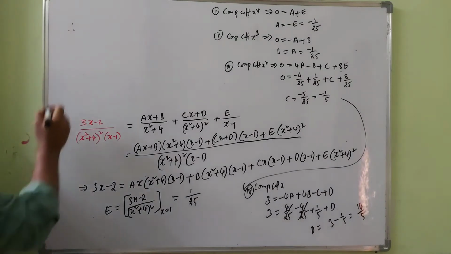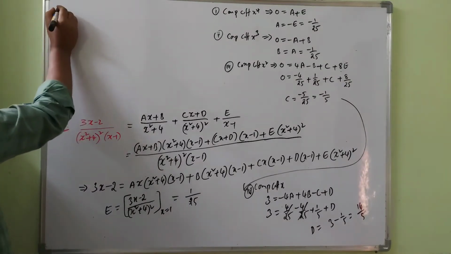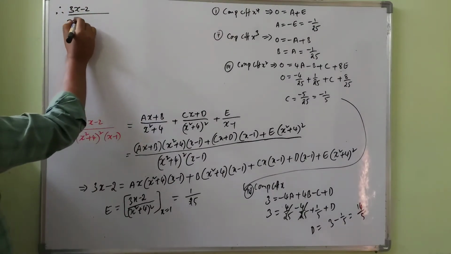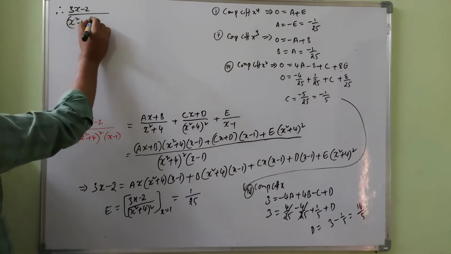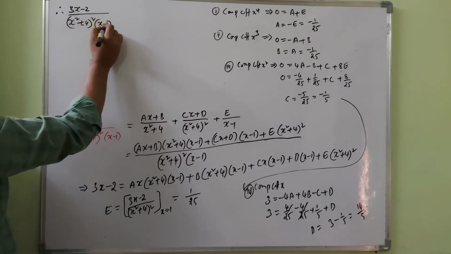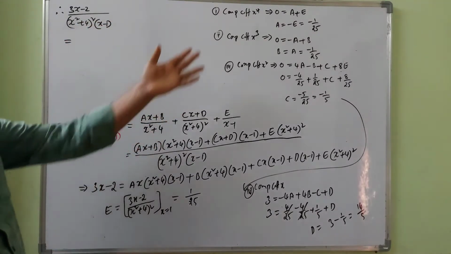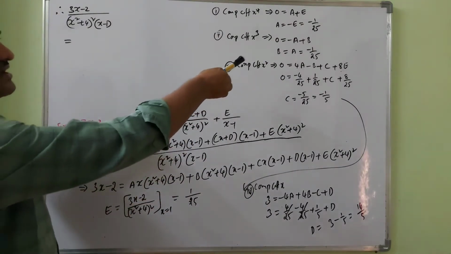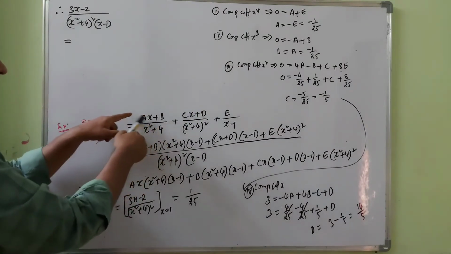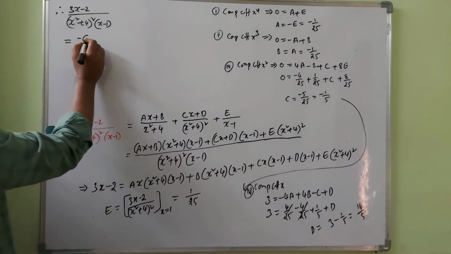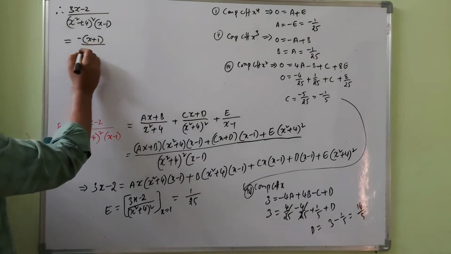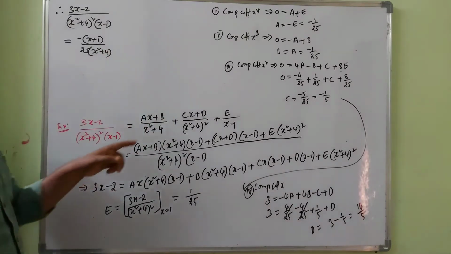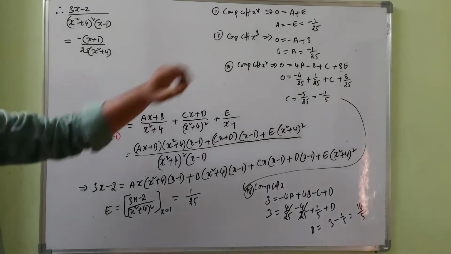Therefore, the partial fractions of 3x minus 2 by x square plus 4 whole square into x minus 1 are, substitute A, B, C values here. A is minus 1 by 25, B is also minus 1 by 25. If you write here, what you get? Minus of x plus 1 by 25 into x square plus 4. Substitute a and b here.